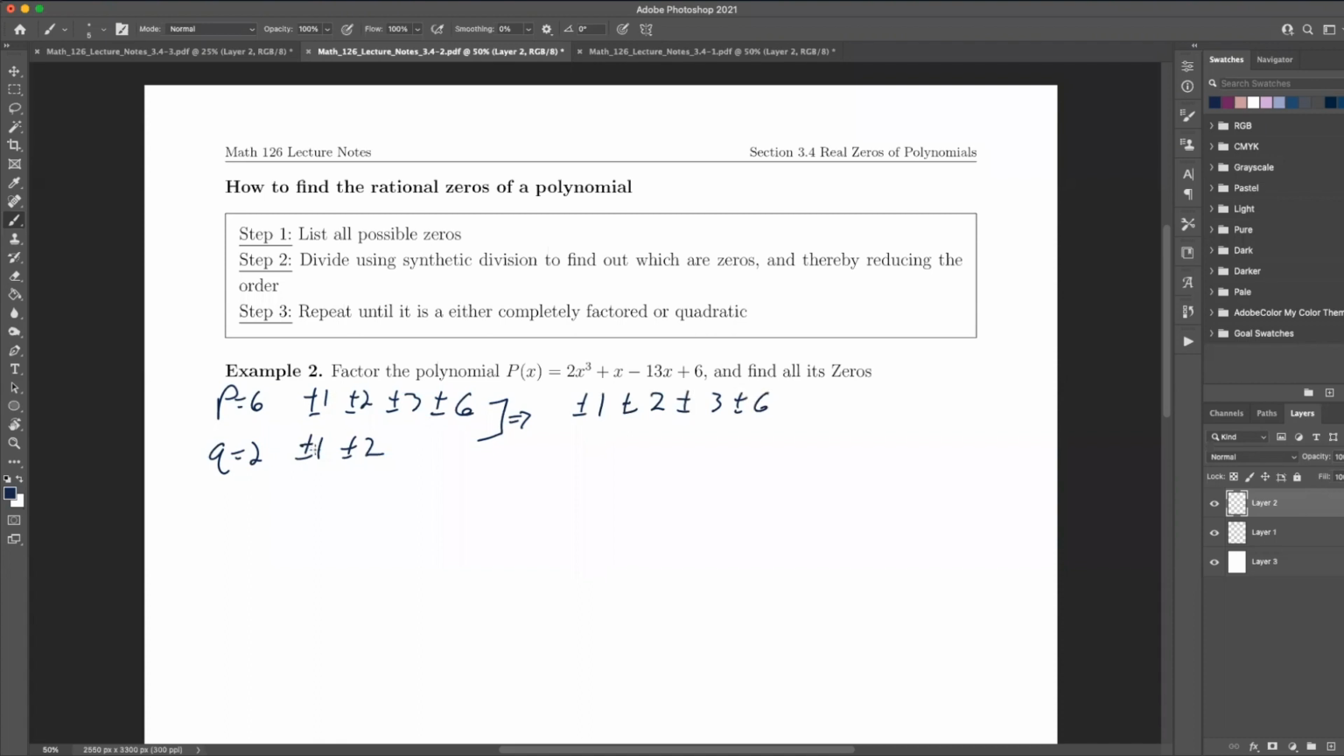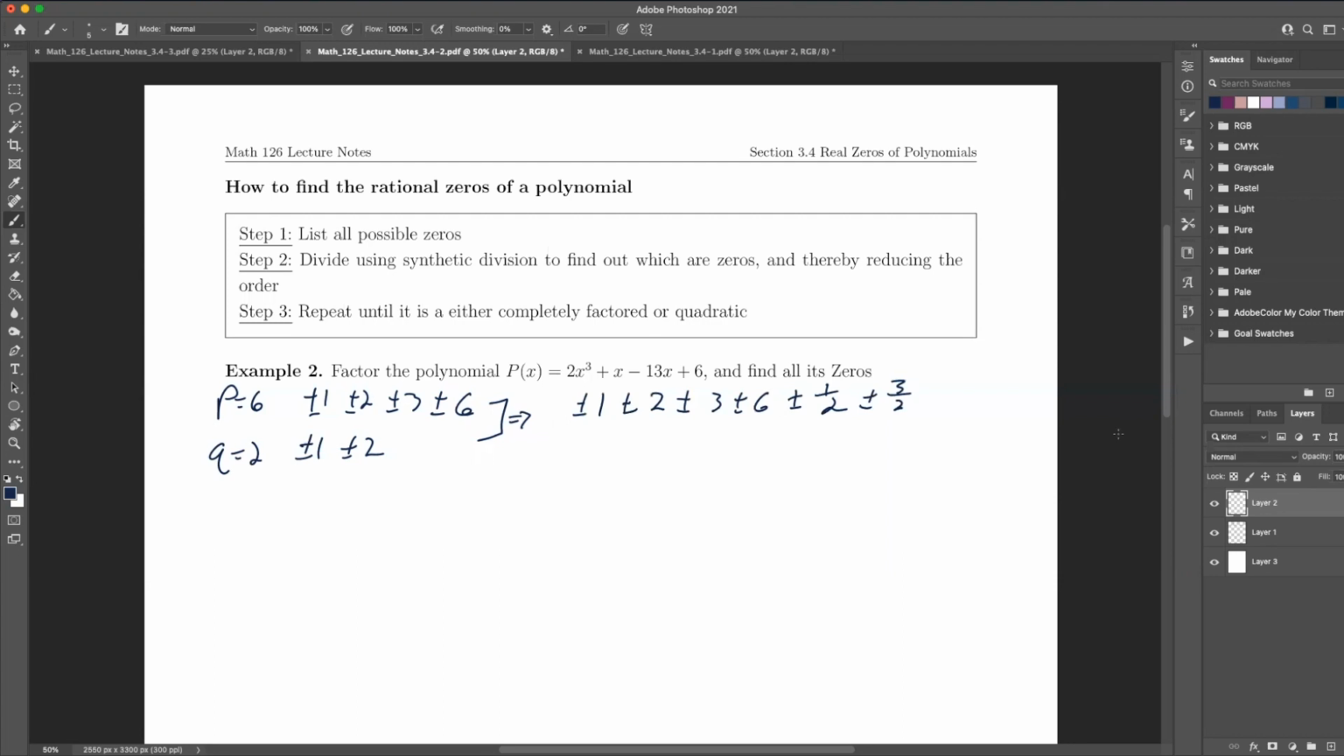So 1 over 1 is 1, 2 over 1 is 2, 3 over 1 is 3, 6 over 1 is 6. All right, 1 over 2 is new, so it's plus or minus a half, and we need to add that as a possible factor. 2 divided by 2 is 1, so we don't need to add that. 3 divided by 2 is new, so we need to add plus or minus 3 halves. And 6 divided by 2 is 3. We already have that. Okay, so this is all the possible zeros.